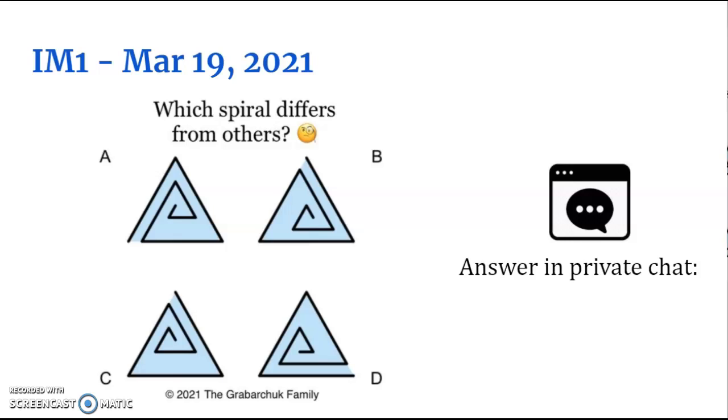A quick brain teaser. Which spiral differs from the others? When you look at these four spirals, which one's different? Pause the video and see if you can figure it out.